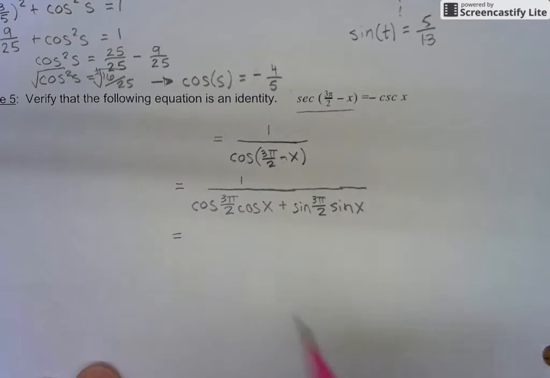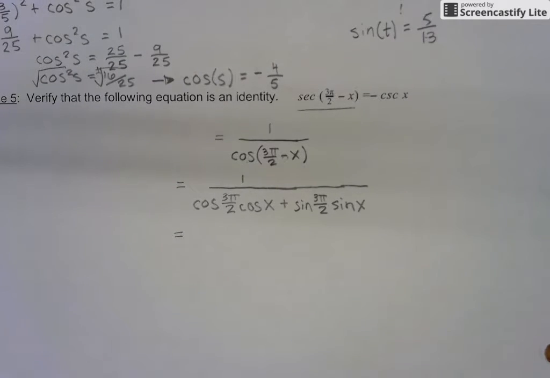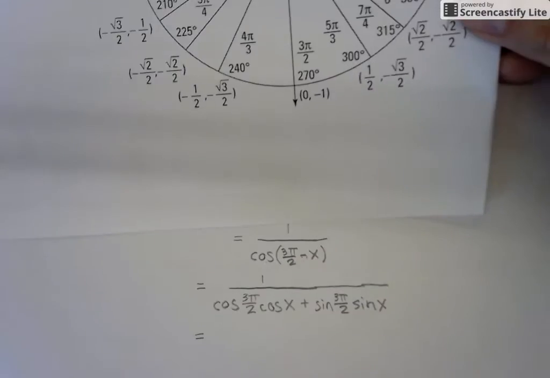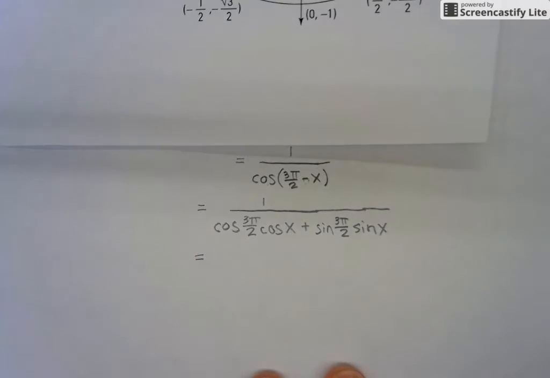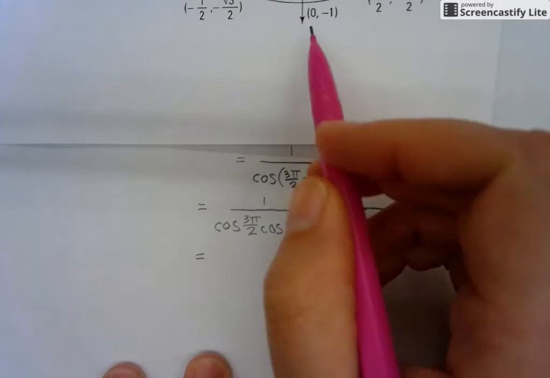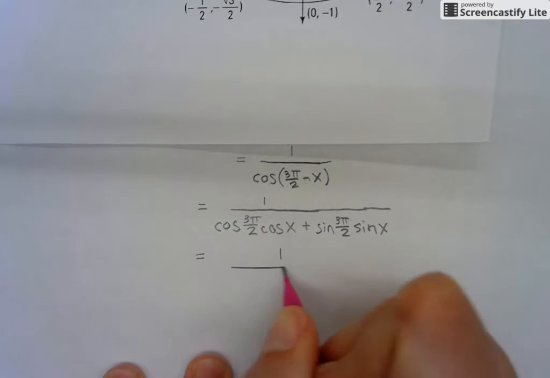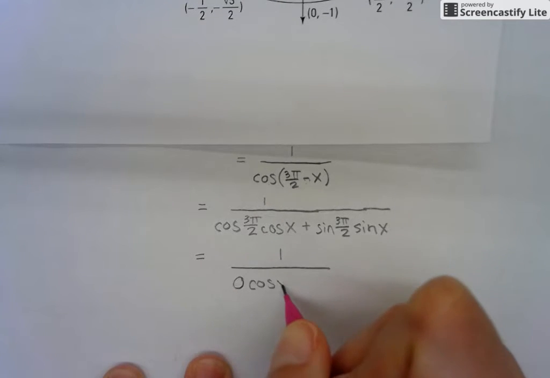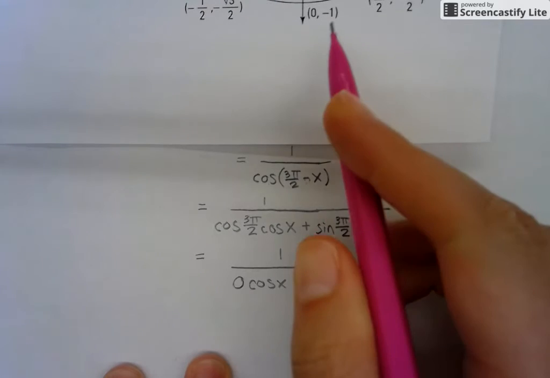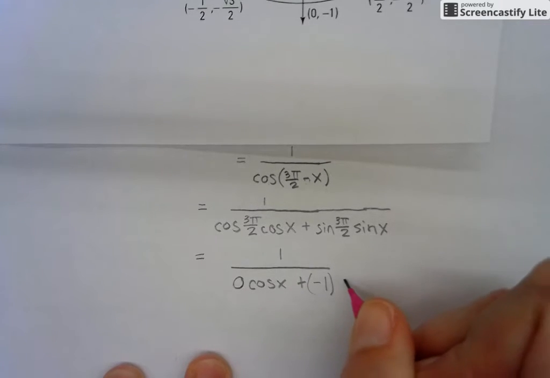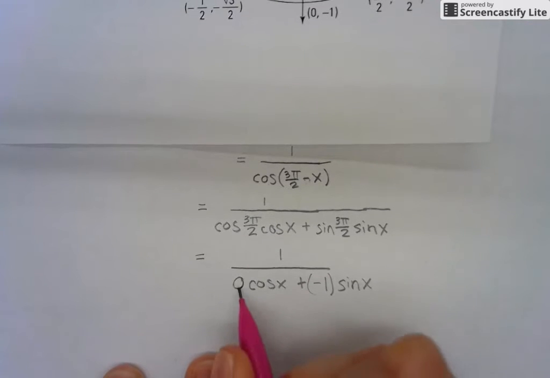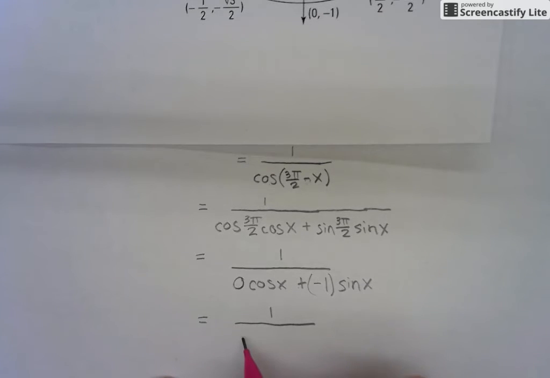Now that looks like a really big mess, but 3 pi over 2 is a quadrantal angle. 3 pi over 2 is the same as 270 degrees. You can see that right here. So I know the sine and cosine of it. So the cosine of 3 pi over 2 is 0. So we've got 1 over 0 times the cosine of x, plus the sine of 3 pi over 2, which is negative 1. So I have negative 1 times the sine of x. So 0 times the cosine of x, that's just gone. 0 plus a negative 1, so that's negative sine of x.